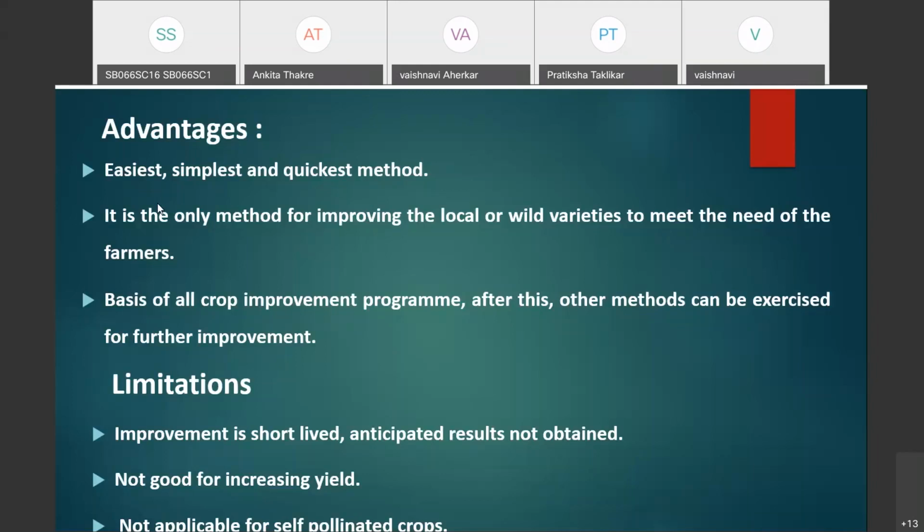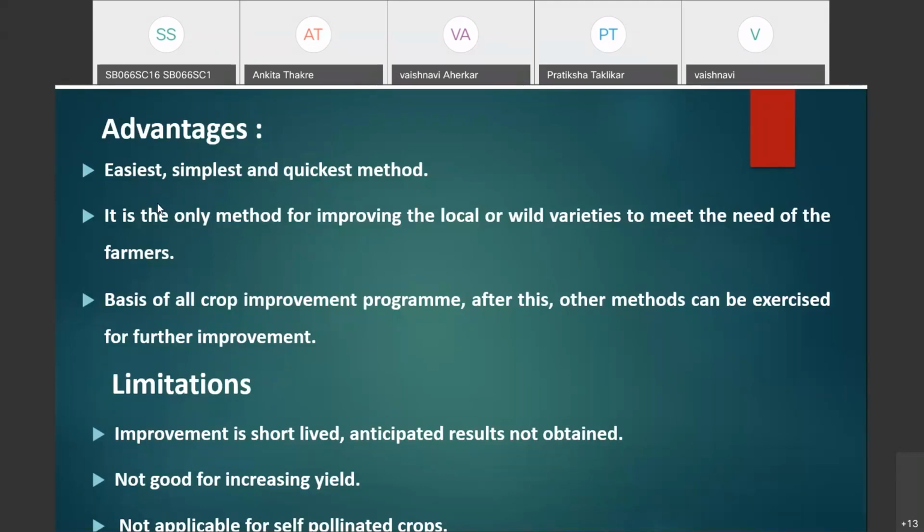Okay, then the second one: this method is not good for increasing yield. We are saying this because there are several reasons. The first reason is that the attention in this method is only given to the maternal characters. The paternal characters are completely neglected. We are discussing the reasons why the mass selection method is not good for increasing yield.